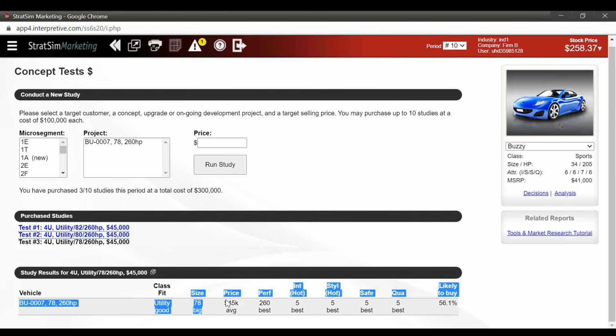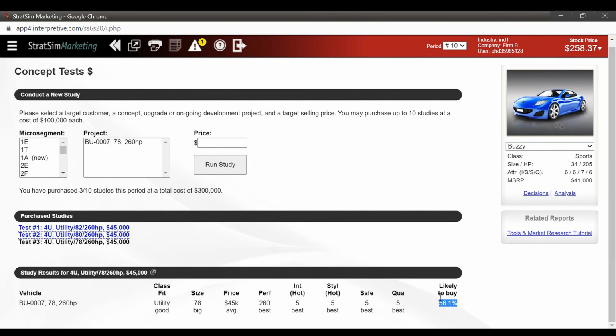This will tell you if you need to make any changes in order to have the biggest percentage here on likely to buy. So you can keep running this test until you have a great number here, and it'll say good. Like I said, don't be so concerned about the price. Average is okay.